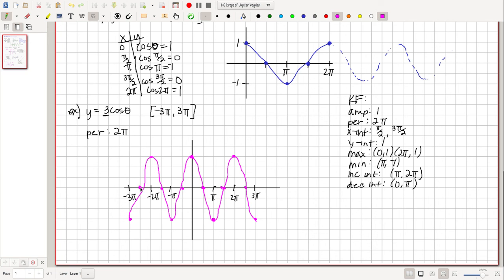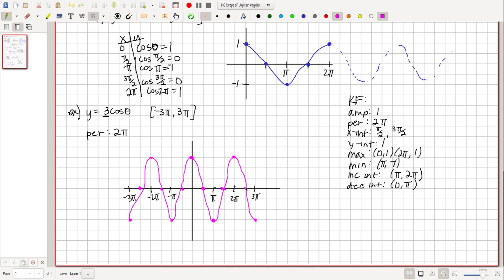You have x-intercepts. This would be negative 2.5 pi, so negative 5 pi over 2. This would be negative 1.5 pi, so negative 3 pi over 2. Negative pi over 2. This is positive pi over 2. Positive 3 pi over 2, and positive 5 pi over 2. The y-intercept now, though, is not 0. It's positive 3.